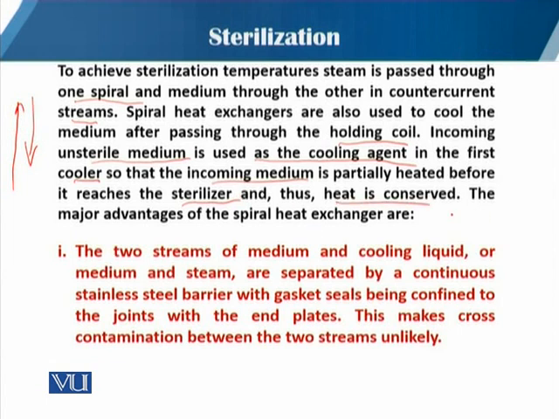So the major advantages of the spiral heat exchangers are, the first one is the two streams, the medium and the cooling liquid, or medium and the steam, are separated. Because it is the indirect method, both remain separated. These will be separated by a steel barrier with the gasket seals being confined to the joints with the end plates. So this makes the cross-contamination between the two streams unlikely.